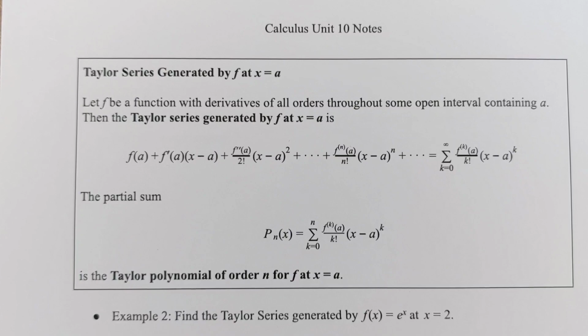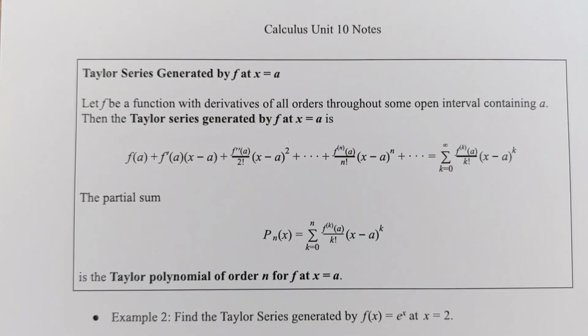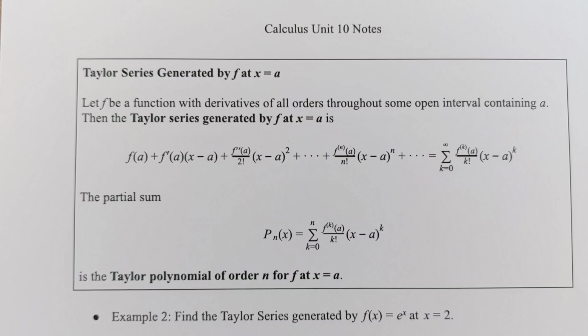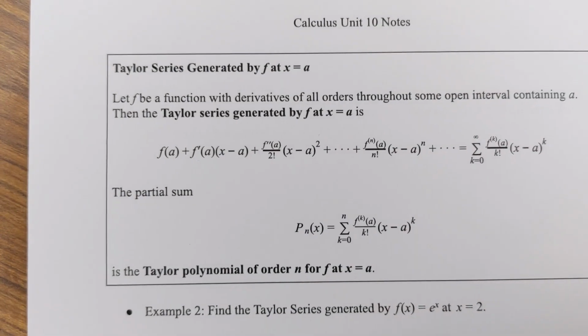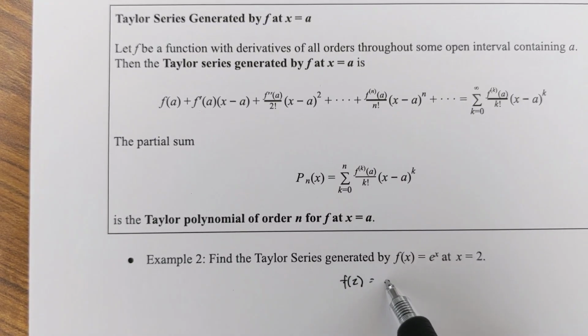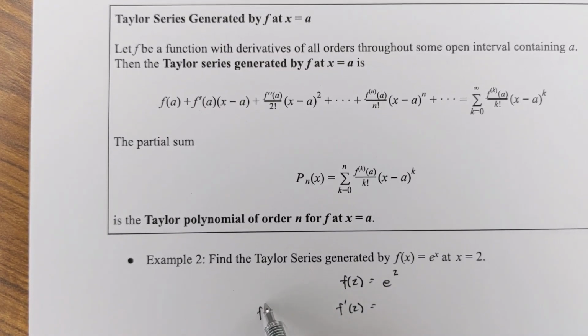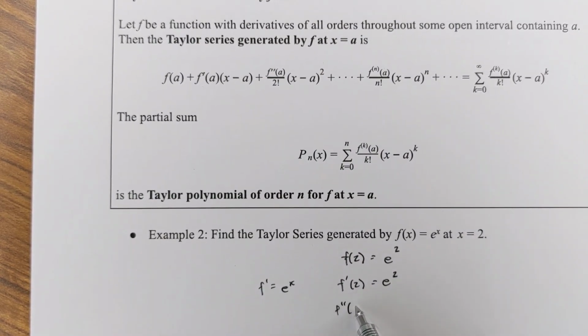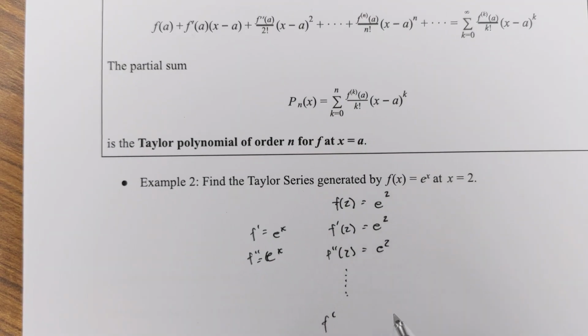So let's see here. So f of 2, because it's f of a, is going to be e squared. The next one would be f prime of 2. Well, f prime is also equal to e to the x, so also e squared. The second derivative at 2, well, the second derivative is e to the x, so also e squared. And this is going to go on forever.